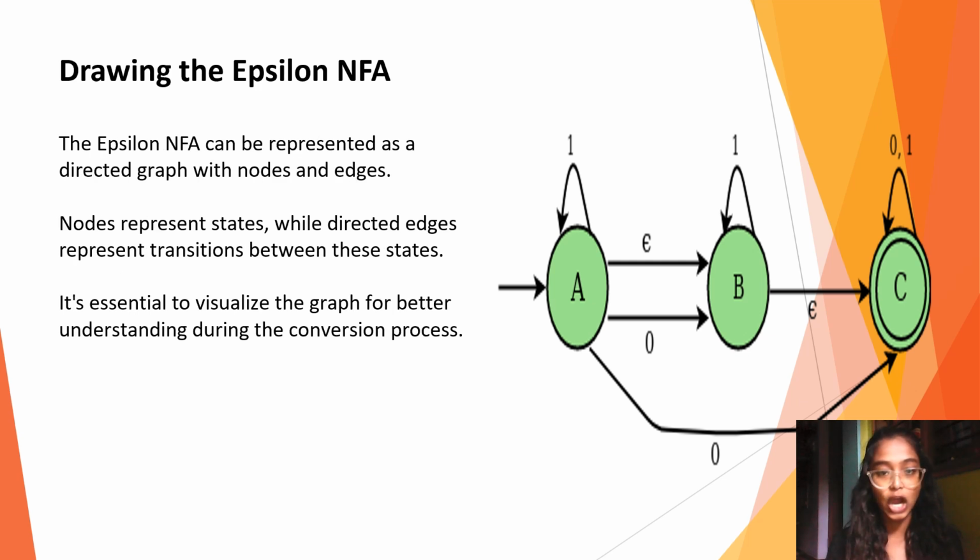Next, let us see how to draw the epsilon NFA. The epsilon NFA can be represented as a directed graph with nodes and edges. Nodes represent states while the directed edges represent transitions between these states. It's essential to visualize the graph for better understanding during the conversion process.